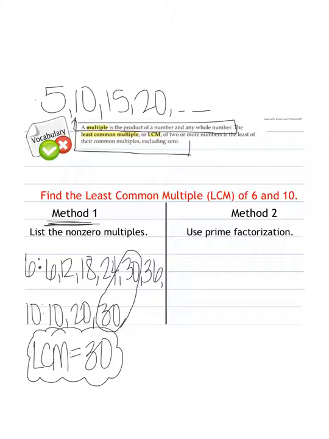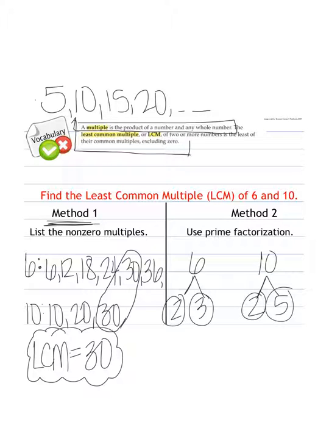Okay, we can also use prime factorization. So 6 and 10. So I can factor this out to 2 and 3. Circle my prime numbers. Factor this out to 2 and 5. Circle my prime numbers. Again, because 2 times 3 is 6, 2 times 5 is 10. So I'm going to list them out now. 2 times 3 and 2 times 5.